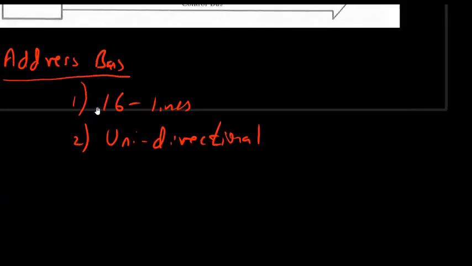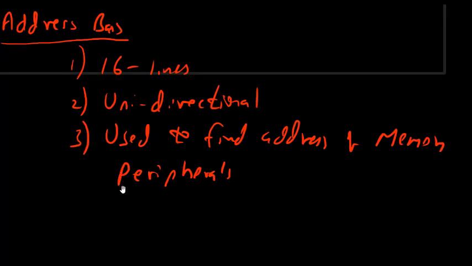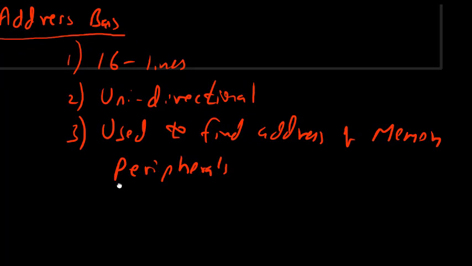Now what is the function of the address bus? Of course, the address bus is used to find the address of a memory location, as well as peripherals or input outputs. As we have seen, the various operations of 8085 were memory read, memory write, input output read, input output write. So in order to write into the input or output or memory, we need to first identify it. For identifying, this address bus is used.